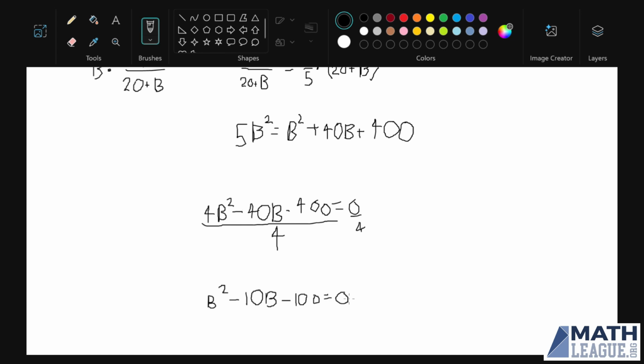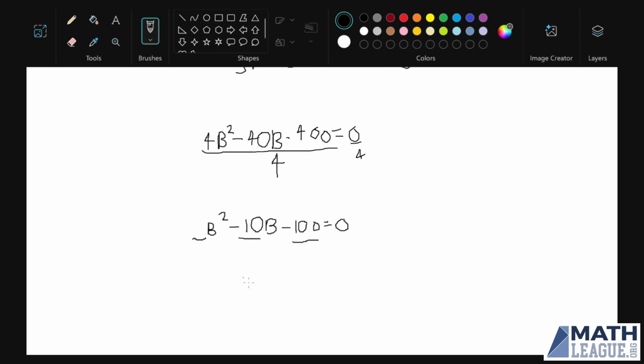Now, this doesn't factor nicely, so we can go ahead and plug it into the quadratic formula. Remember, the quadratic formula tells us that x equals negative b plus or minus the square root of the quantity b squared minus 4 times a times c, all divided by 2 times a, where the coefficient of the squared term is a, the coefficient of the linear term is b, and the constant is c. Now, in this case, a is going to be 1, little b is going to be negative 10, and c is going to be negative 100.